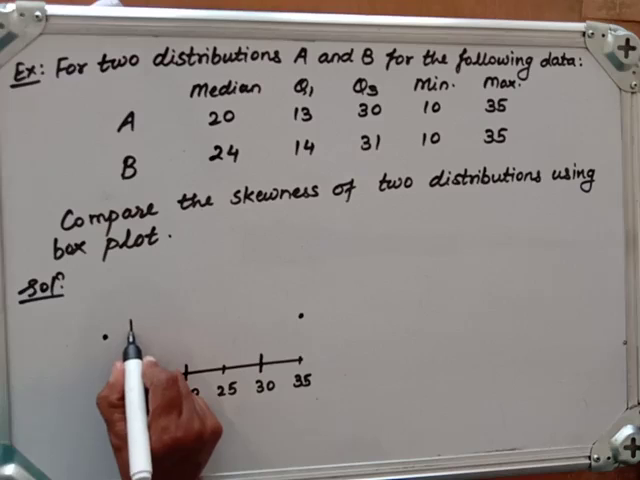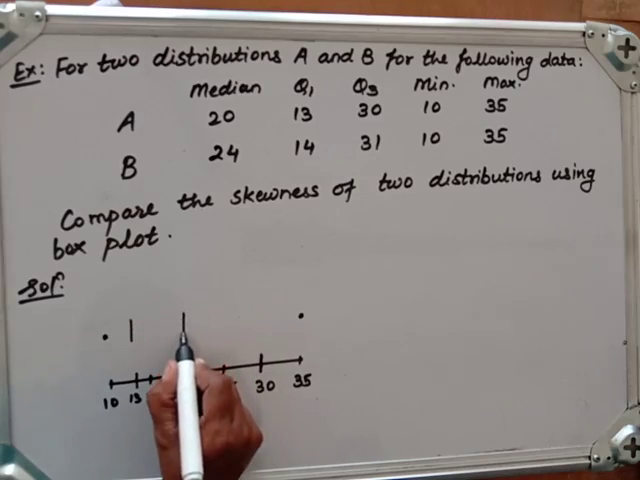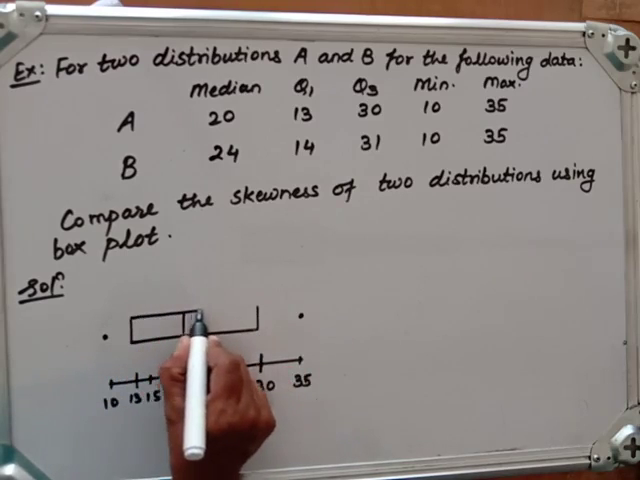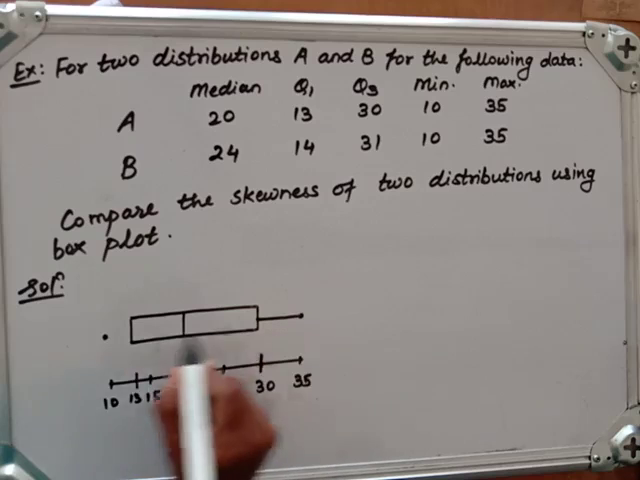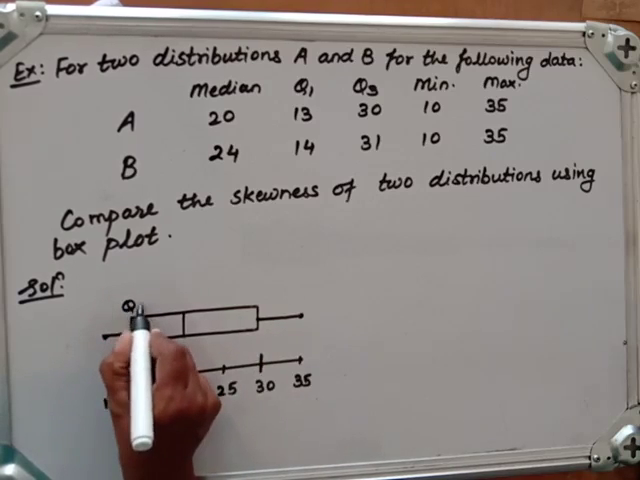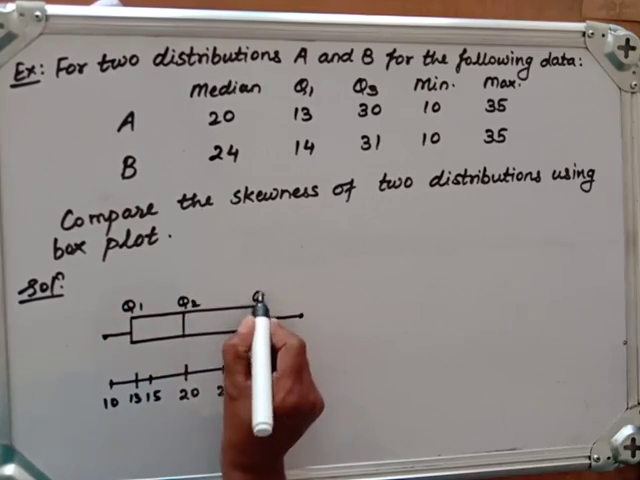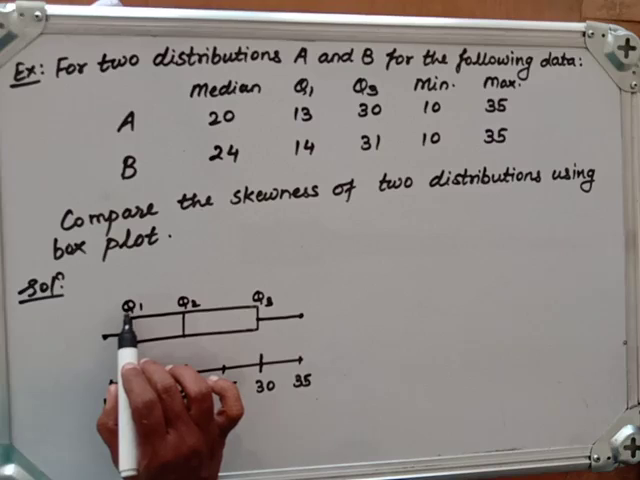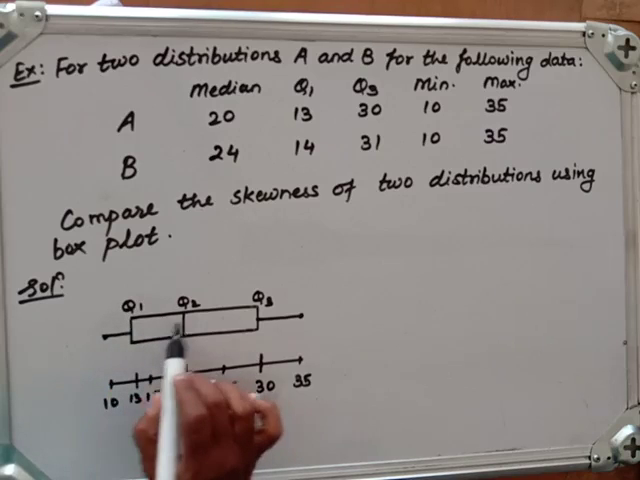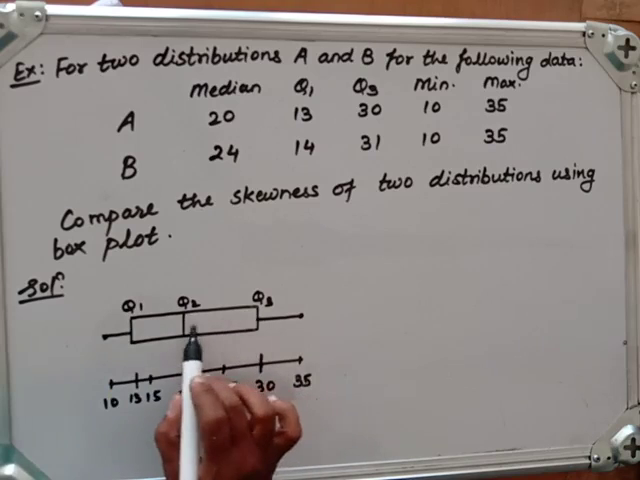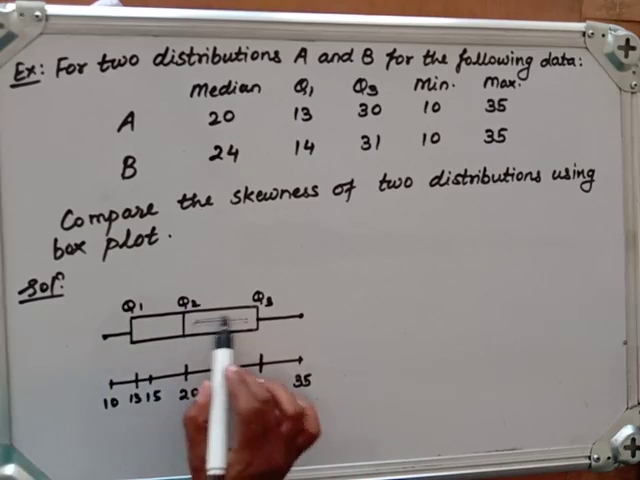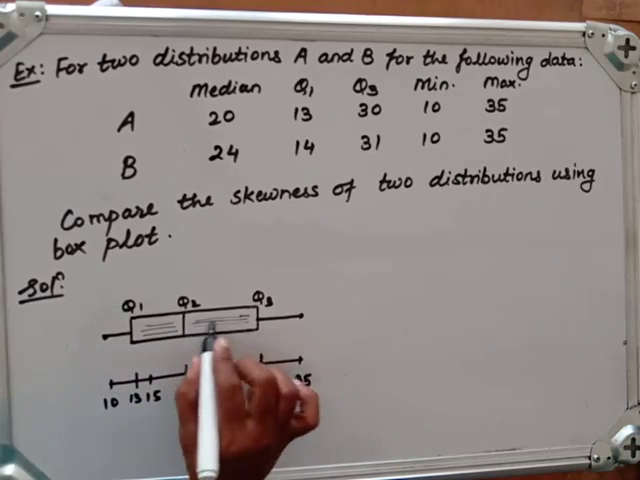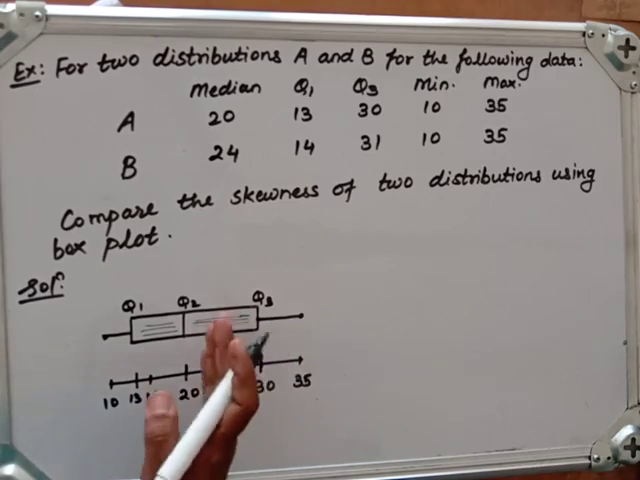So let me prepare lines just about them. Here we have to prepare a box. This is known to you. And here these things we will join. This is Q1, this is Q2 and this is Q3. Now if you look carefully, Q2 minus Q1 is less than Q3 minus Q2. This part is bigger than this subtraction. So this is positively skewed.